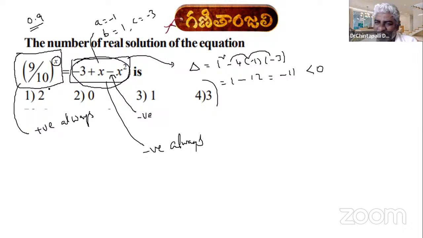Is it possible for positive to be equal to negative? Do you think that any positive value is equal to any negative value? No, sir. Any positive value cannot be equal to any negative value. The left hand side has only positive numbers. The right hand side has only negative numbers. So there is no solution. It's not possible. For any value of x, it doesn't happen.